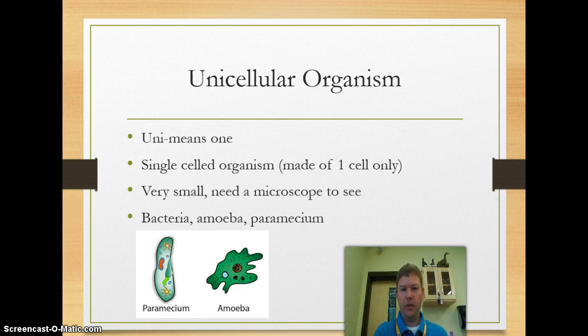First of all, unicellular organisms. Uni means one, so the prefix uni means one. So that means a single-celled organism, which is made of only one cell. They're very small. You need a microscope to see them, and these are going to include things like bacteria, amoebas, paramecium.